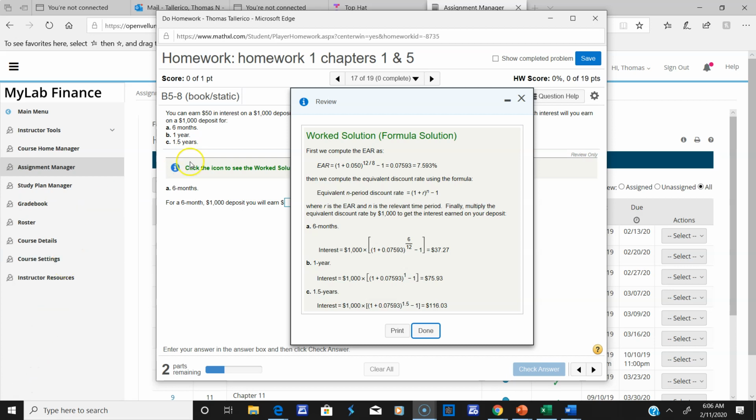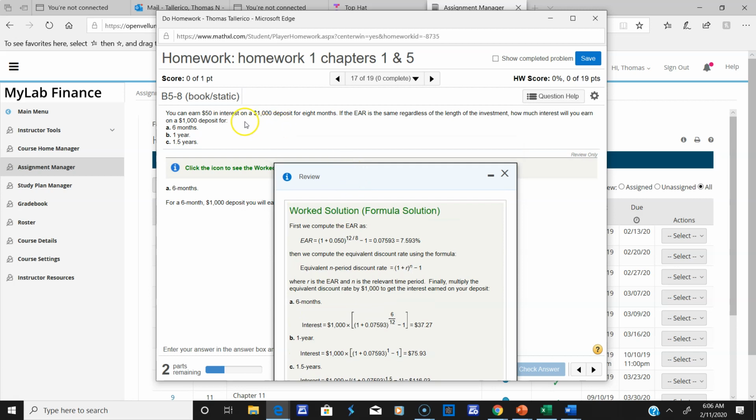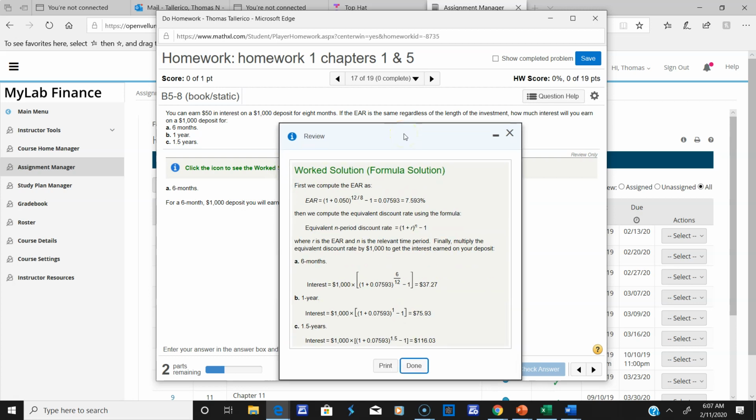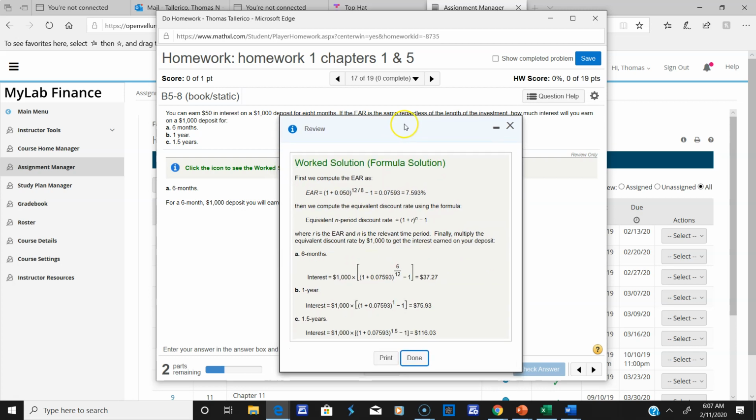So hello everyone. The reason I'm making this video is some people had questions on problems 17 and 18. Basically it's telling you that you earned $50 in interest on a $1,000 deposit. You got that in 8 months. So if the effective annual rate is the same and is not a function of the length of the investment, how much will you earn on a $1,000 deposit for 6 months, 1 year, and 1.5 years?